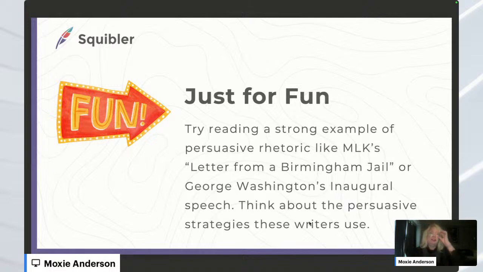So, just for fun, if you want to look at some really strong examples of rhetorical writing and persuasive writing, you might take a look at Martin Luther King Jr.'s Letter from a Birmingham Jail. Look at the strategies he employs, or something like George Washington's inaugural speech when he just became president of the United States. Obviously, you don't have to look at just American or United States writing, but these are two that I thought of right away when I think about good persuasive writing. So you'll read these, think about the persuasive strategies these writers use, and see if you can use any of the strategies they employ.